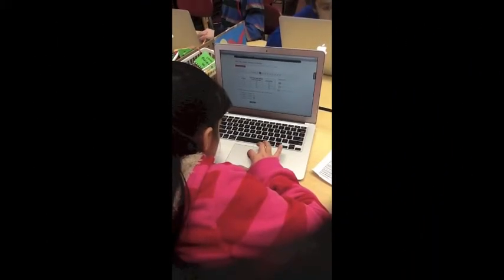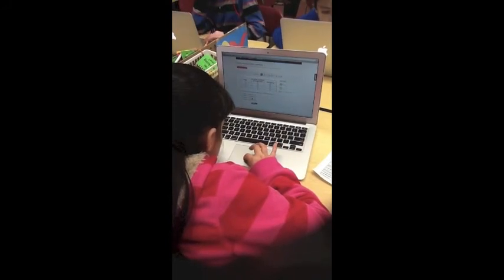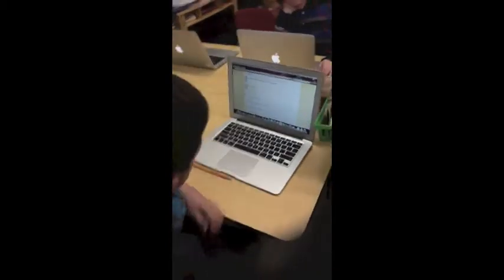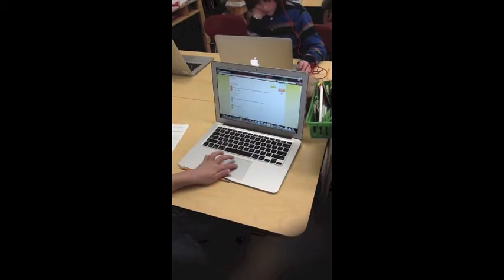This student is working on Tensmark and she has her goal sheet next to her. This young man is working on IXL.com and he has his corresponding goal sheet. He happens to be looking at the explanation of a problem that he got wrong.